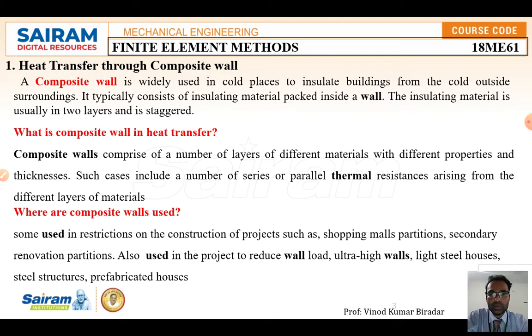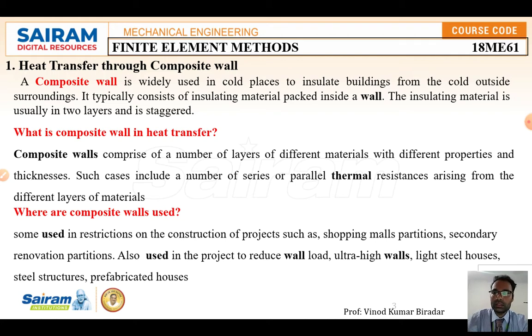So just to understand, a composite wall is nothing but a wall made up of a number of layers of different materials. Each layer has different properties, and together they protect the building from the cold of the surroundings. That is the composite wall.